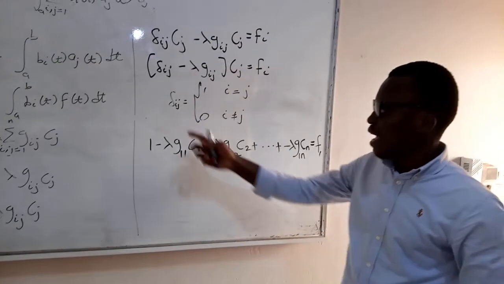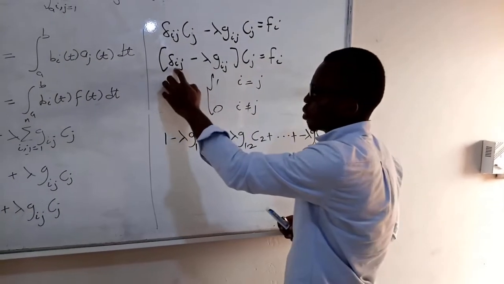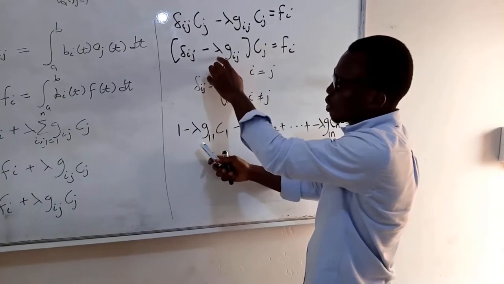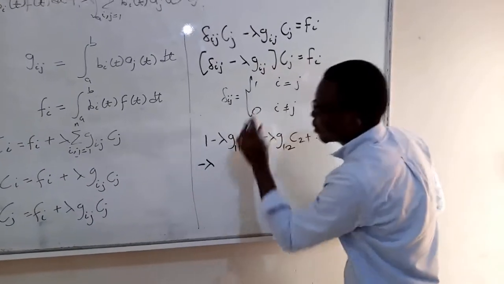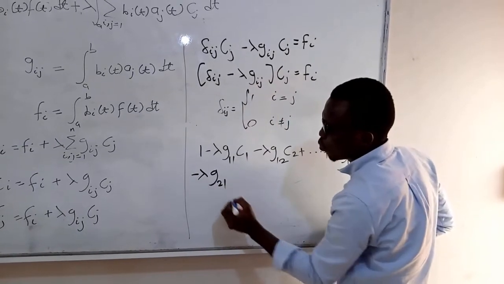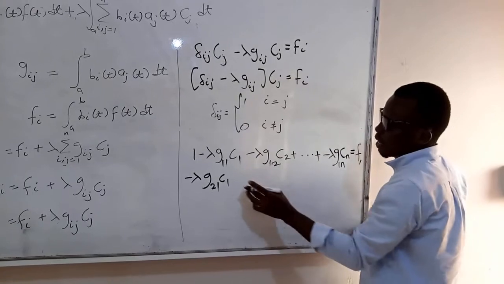And let's move to when i is equal to 2. When i is equal to 2, we are having 2 here, and j is 1, so here is 0. So I'm going to have minus lambda j of 2 1, then c1, j is 1. Then let's move to the next one.